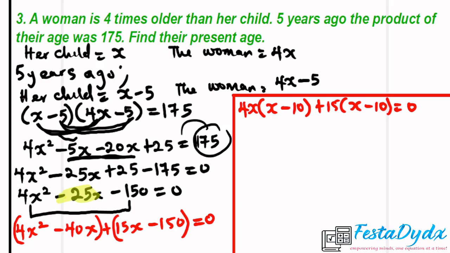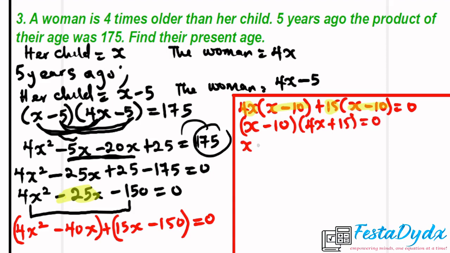So now let's confirm this. 4x times x is 4x squared. 4x times minus 10 is minus 40x. The next bracket, 15 times x is 15x. Then 15 times minus 10 is minus 150. So now that we have the same thing here, I'm going to pick one, and then I'll bring these two together. So I'm going to have x minus 10 and then 4x plus 15, all equal to 0.